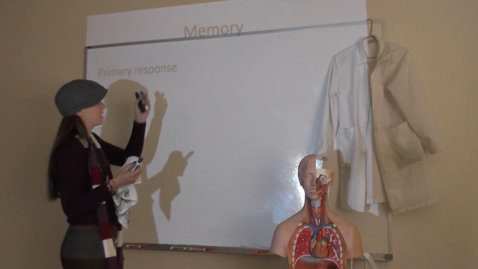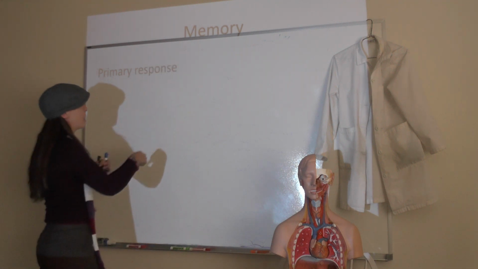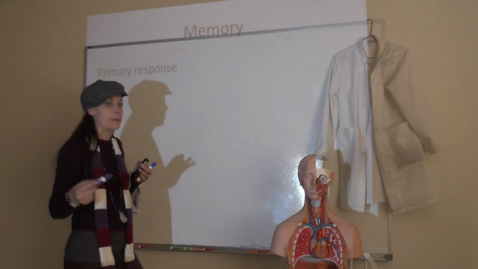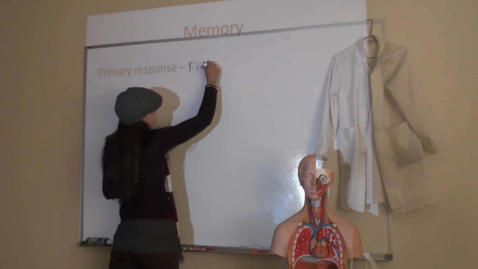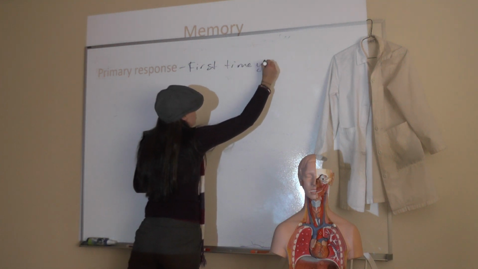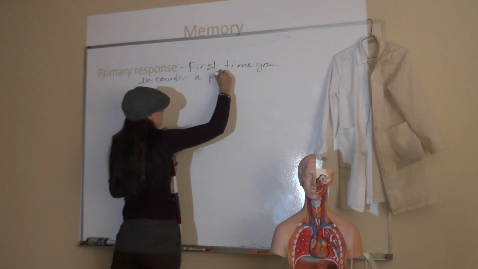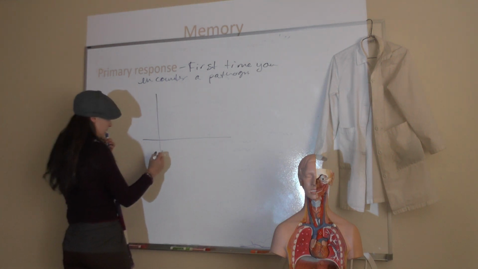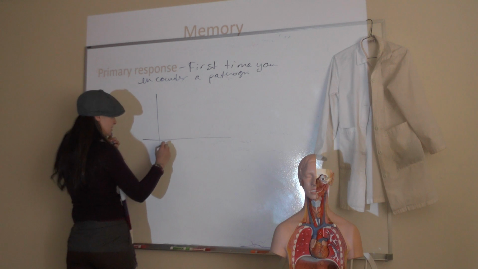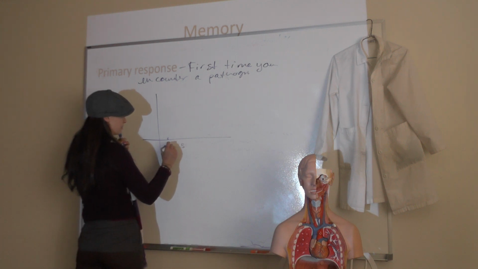So memory is what we get. Memory is what gives us immunity. And in our primary response, this is when we're forming our first memory cells to a specific pathogen. So in a primary response, this is the first time you encounter a pathogen. If we were looking at a graph, and let's say this is the day that you are exposed to a pathogen, for the primary, you would start feeling sick. And let's say, I think it's about 5 days.